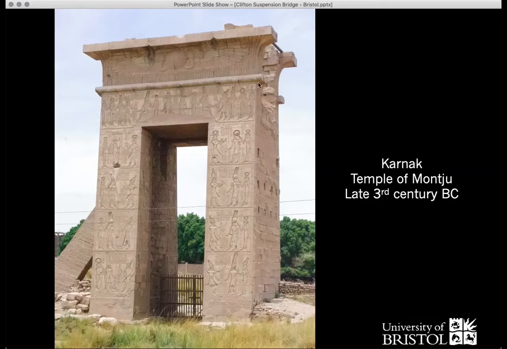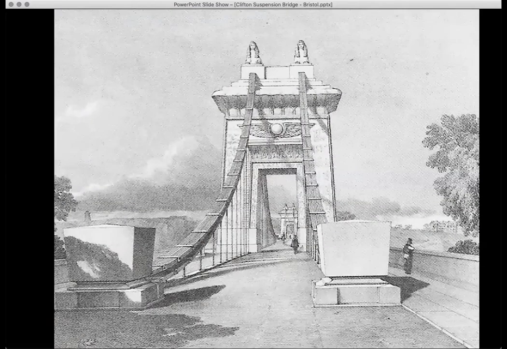And as you can see, these examples are all covered in reliefs of the king, basically, or in this case, the king in front of various Egyptian gods. So that's the kind of thing which Brunel had in mind when he created the original design for the bridge. And so we end up with this.